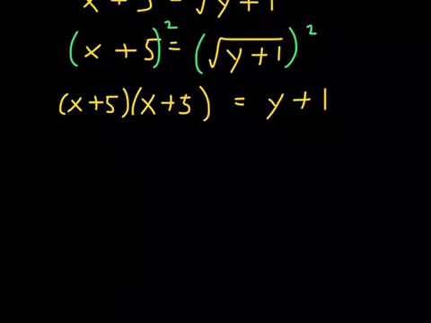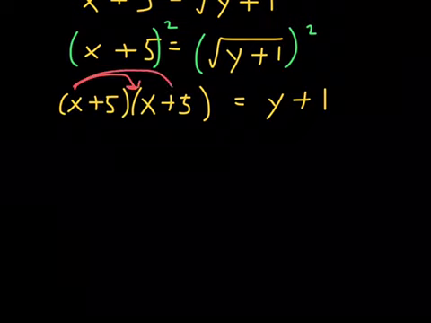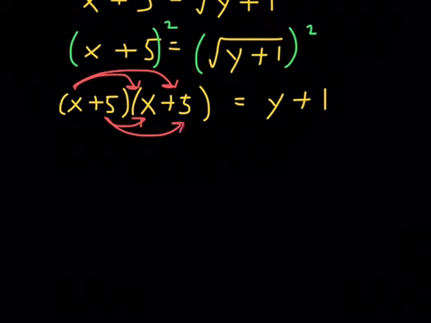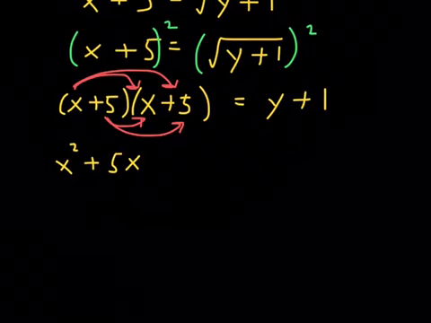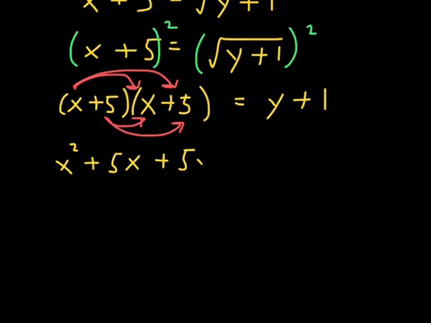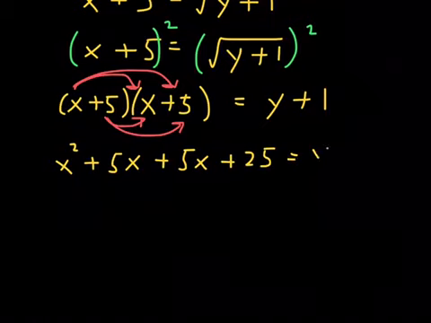The left-hand side, of course, you would have to distribute. Some of you know this as FOIL. Like that. All right, so then the left-hand side would be x squared plus 5x plus another 5x plus 25 is equal to y plus 1.